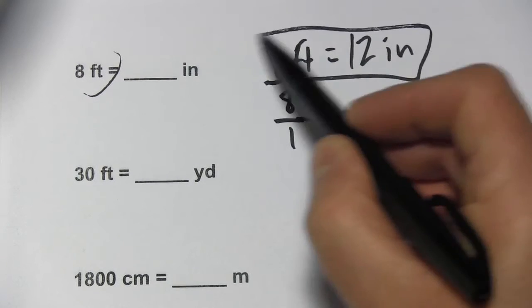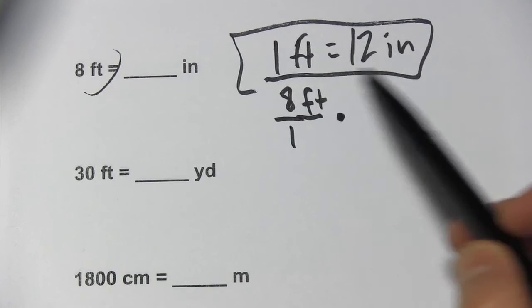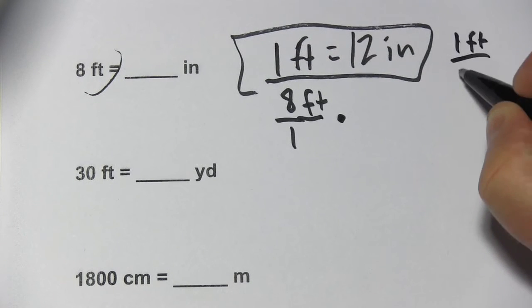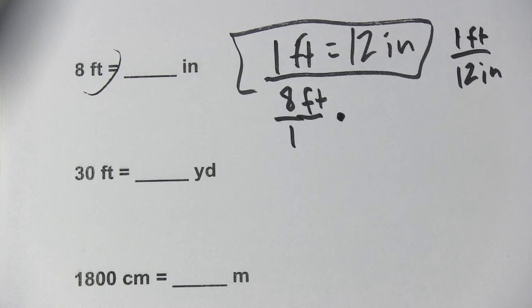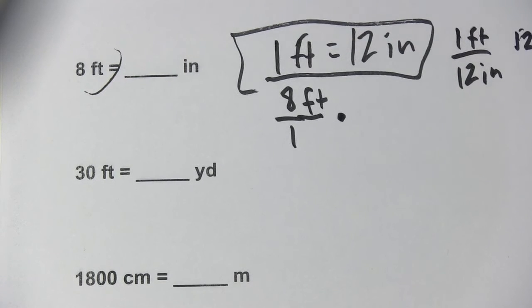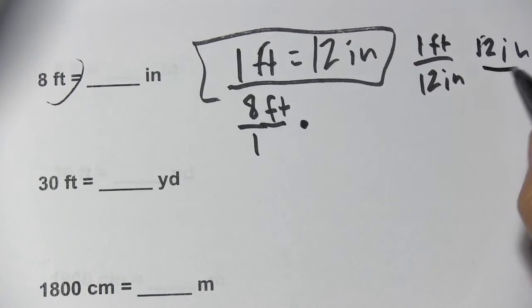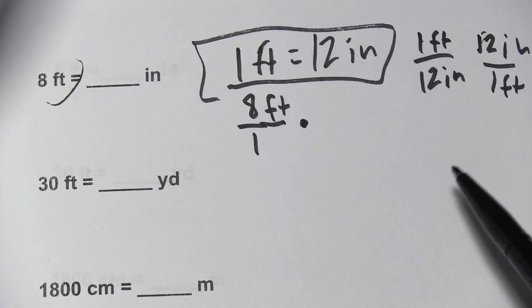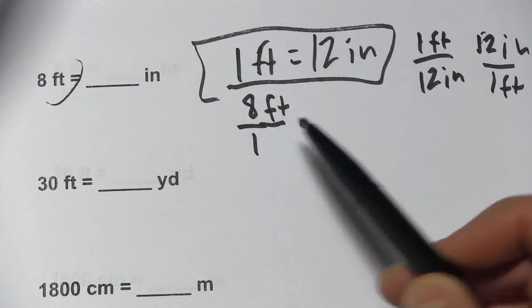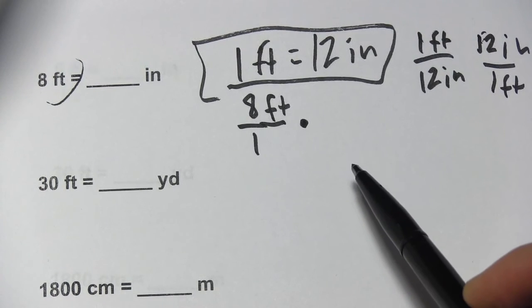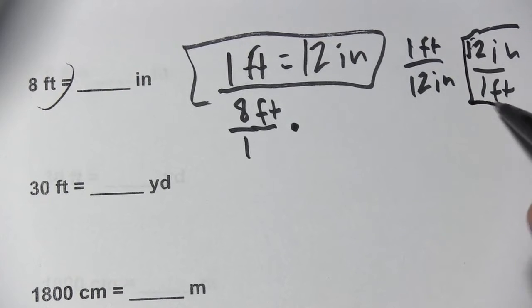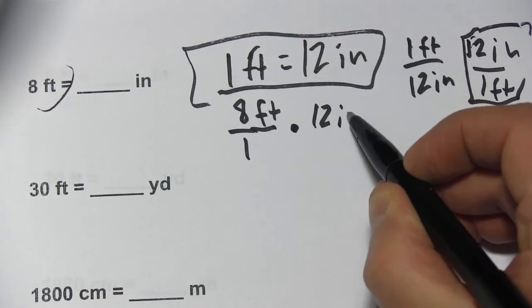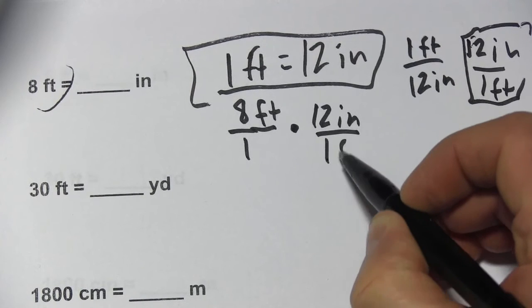And there are 2 possible conversion factors based on this fact that 1 foot equals 12 inches. You can say 1 foot over 12 inches, or you can say 12 inches over 1 foot. One of those we're going to use. The trick is that if the feet are on top here, we want the feet to be on the bottom in the one we multiply it by. So I'm going to pick this one because feet are on the bottom. So I'm going to put that over here, 12 inches, 1 foot.